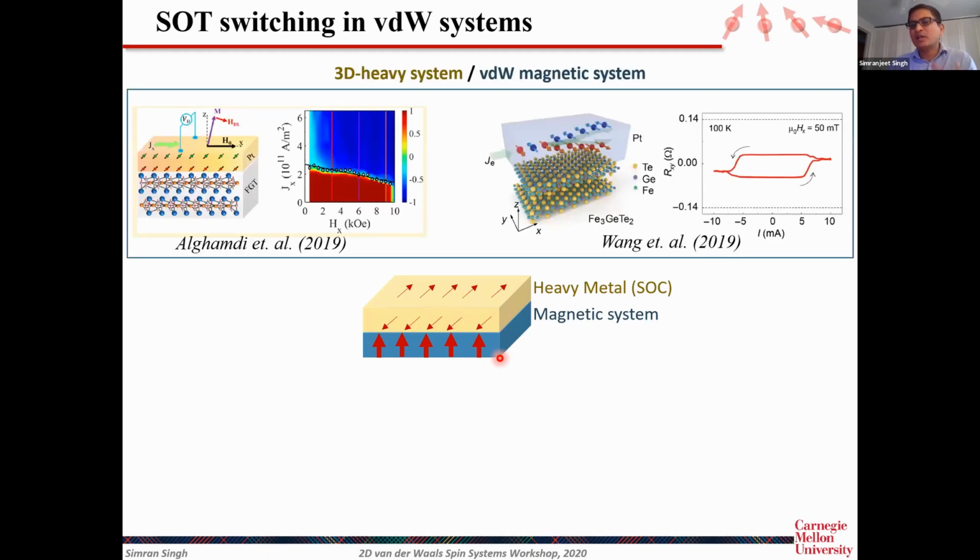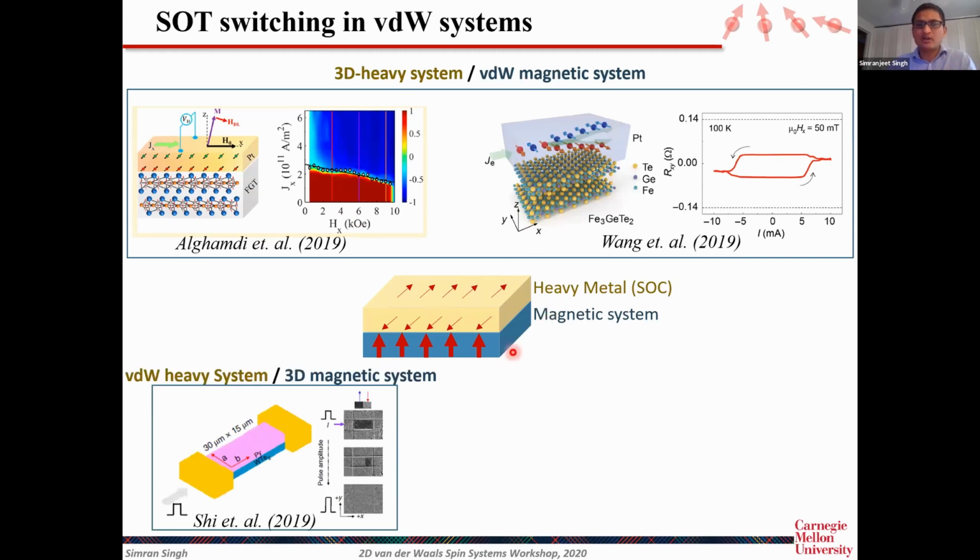Now, there has been a lot of work where people are trying to couple a 3D heavy system, for example platinum, with a van der Waals magnetic system. We heard a very nice talk from Professor Yingshi yesterday, where they are using platinum to switch the magnetization of FGT. And there's also another nice work where they did the same. You can also think of using a van der Waals heavy system, for example WTe2, which has a large spin Hall angle or surface states that can be used to manipulate the magnetization of a 3D magnet, in this case permalloy.